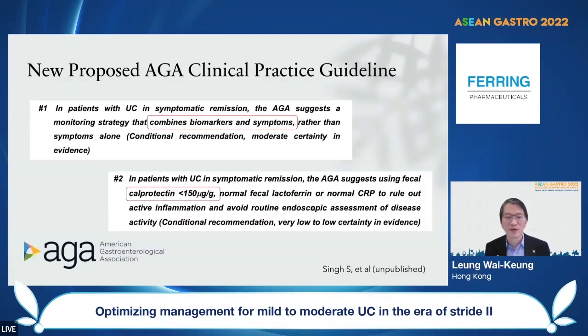So this is a very recent AGA proposed clinical practice guideline. This is still not yet published, and they're still asking for comment. But in that, they also follow the STRIDE 2 recommendation that when monitoring patients for symptomatic remission, they recommend the use of combinations of biomarkers as well as symptoms, rather than symptoms alone. So this is very, very solid. They use a fecal calprotectin level of less than 150 and normal CRP to rule out active inflammation and avoid routine endoscopic assessment. So they use a slightly lower fecal calprotectin level in their draft of recommendations.